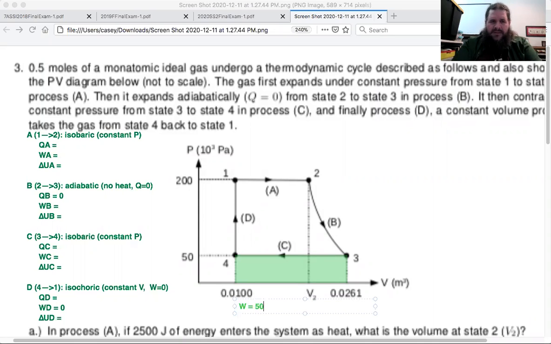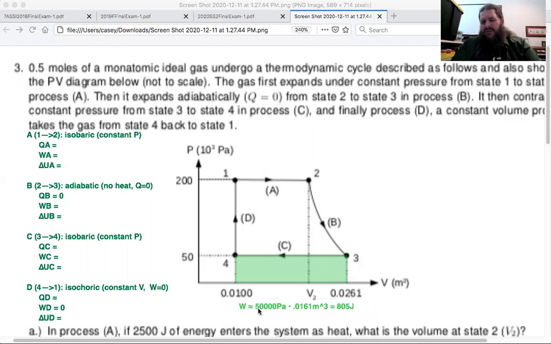So we've got 50 pascals, or 50,000, because there's a times 10 to the third, times the change in volume, which is 0.0161 cubic meters. So 50,000 times 0.0161 is about 805 joules of work.